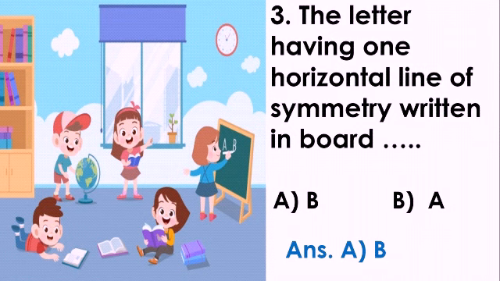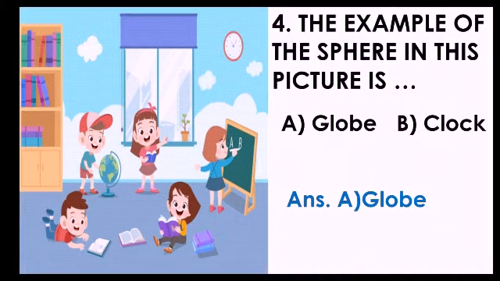So, a girl is writing 2 letters on the board, A and B. Among A and B, which letter has one line of symmetry and that is also horizontal? Can you tell me? Option A, B is the right answer because the letter B has one horizontal line of symmetry. Now, let us start our fourth question.